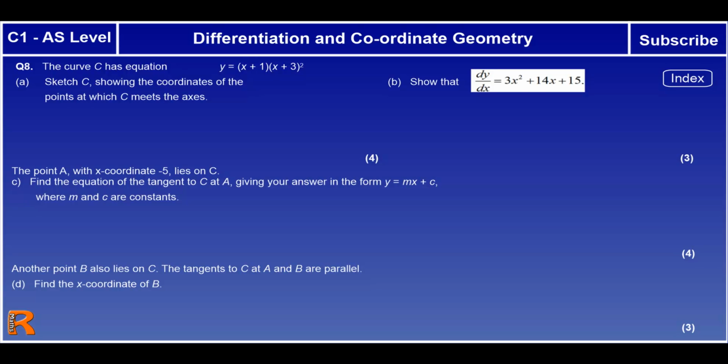Okay, last question, question 8. Quite a complicated question. It's 4 parts, lots of marks available. This would be one of the final questions on a C1 AS level paper.